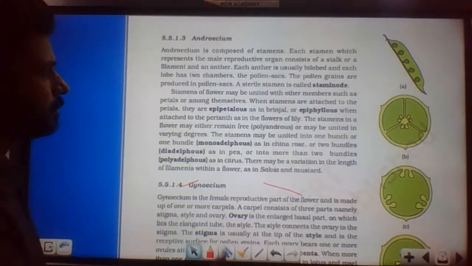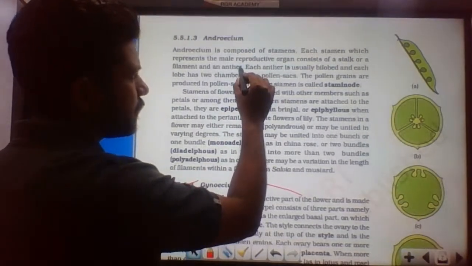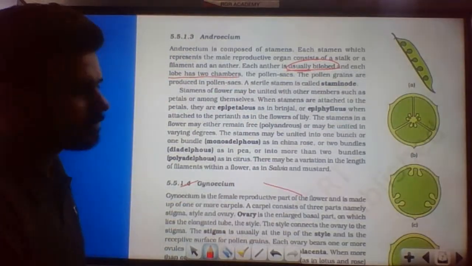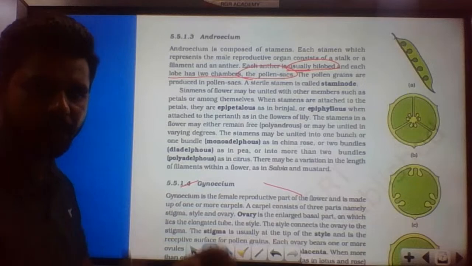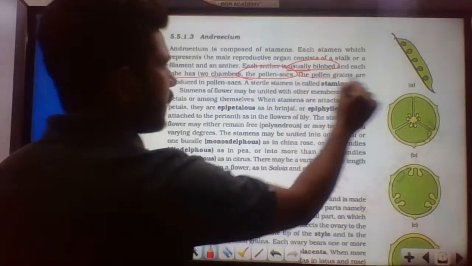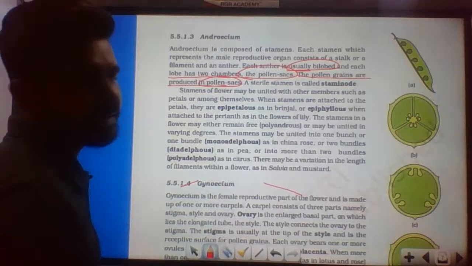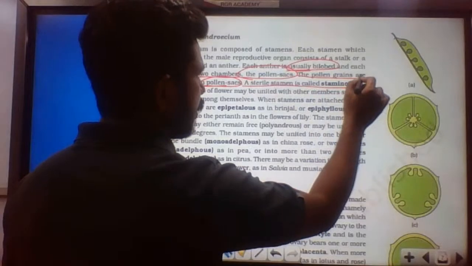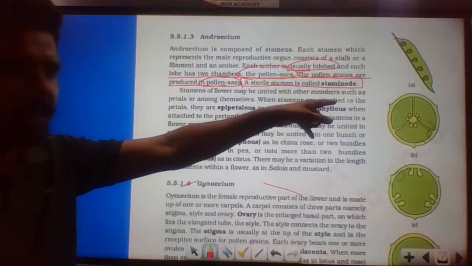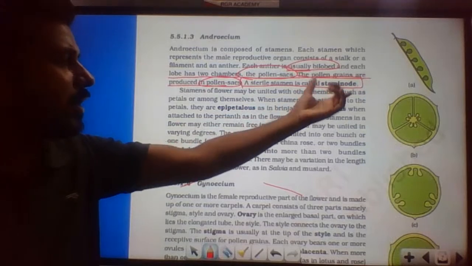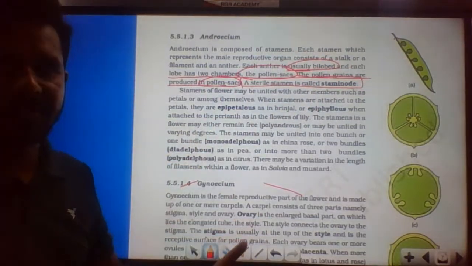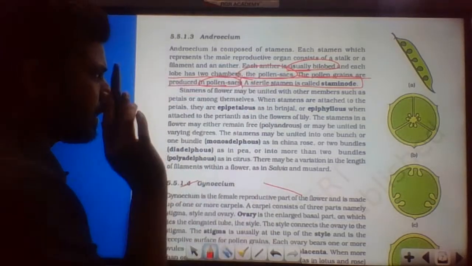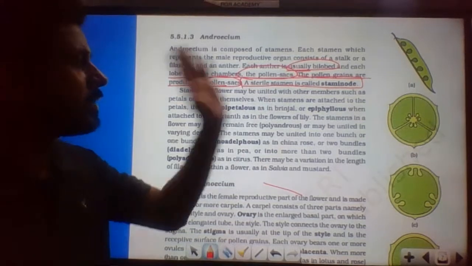Each anther is usually bilobed, and each lobe has two chambers. The chambers are known as pollen sacs, where pollen grains are produced. That is the microsporangium. The sterile stamen is called staminode. This is a very important one, so we can expect a question. Staminode is the sterile stamen, and fertile stamen, so we may get different types of options.